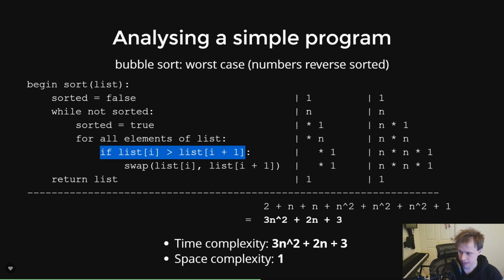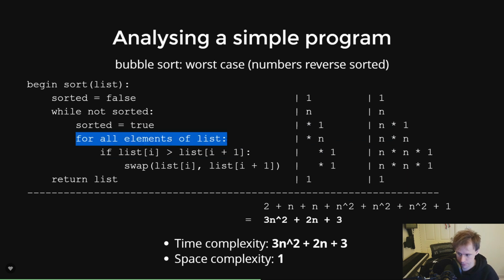The next one here is this comparison: if list of i is greater than list of i plus 1. How many operations is this? 1, 2, 3, 4. Well, generally you can assume most of the time for simple operations that it's a single operation. That's the advice we give. So in this case I say this is one operation, executed once. Again, I indent it because it's inside this for loop. Anytime something's in a loop, we indent our time complexities as well, just for looping.